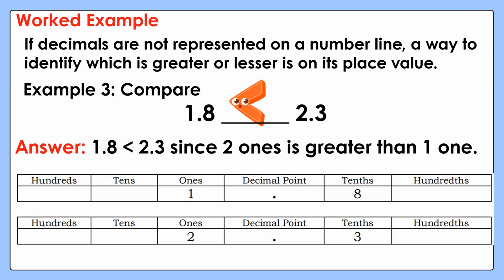Here's the place value chart. For 1.8, 1 is ones, 8 is tenths. For 2.3, 2 is ones, then 3 is tenths.